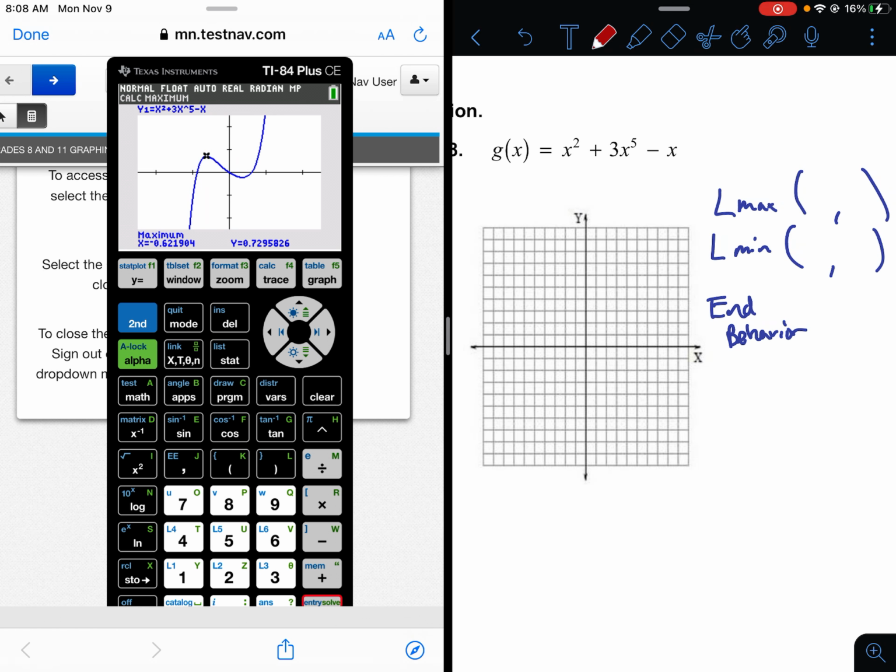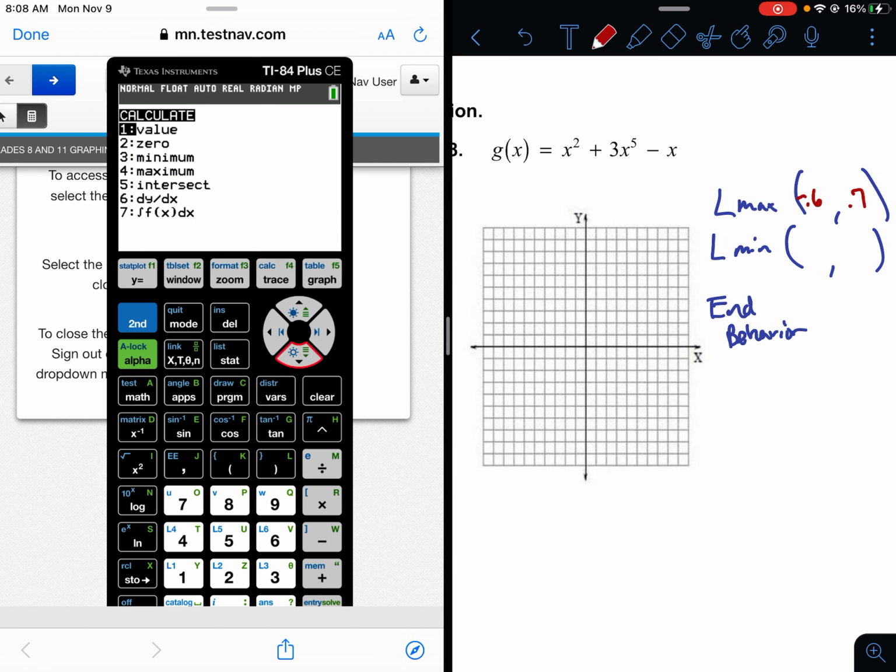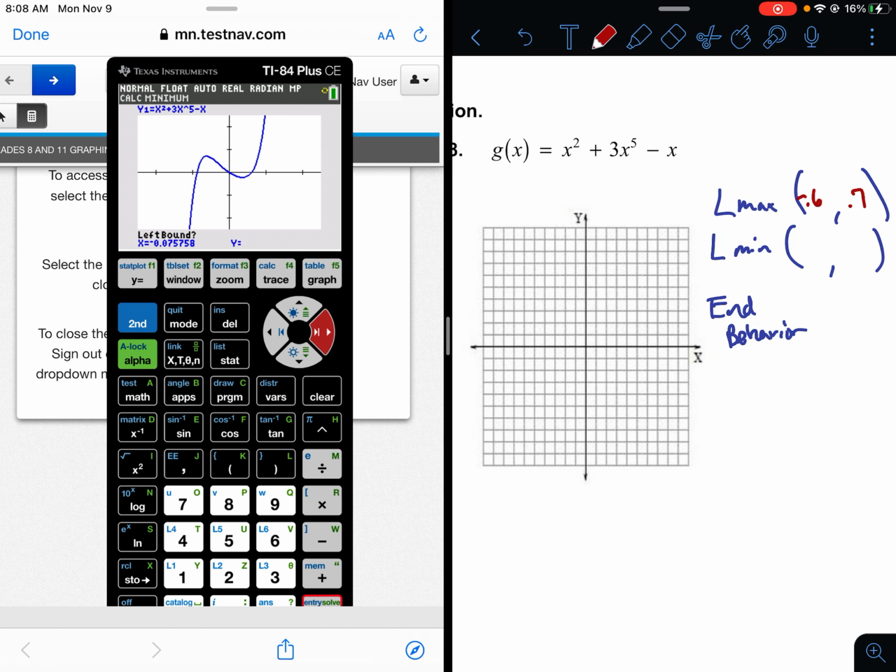Enter. And so there's my local max. Looks like negative 0.6 and 0.7 is my local max. And then my local min, let's go to minimum and put a little bit left of that bottom, and a little bit right of that. Enter. So my local minimum here looks like 0.37 and negative 0.21. And so that would be my local max and local min.